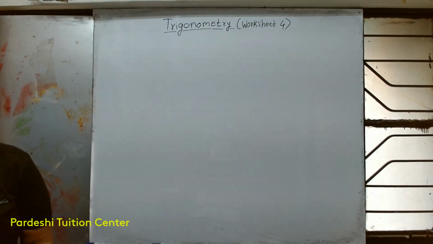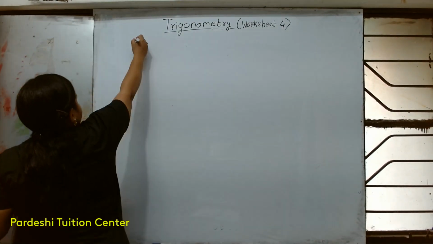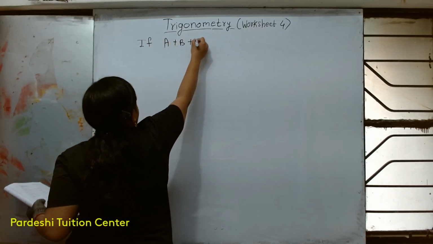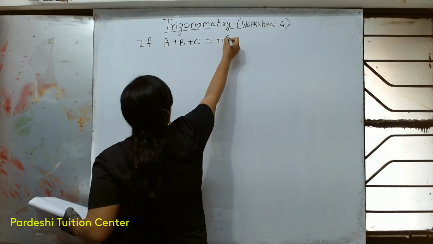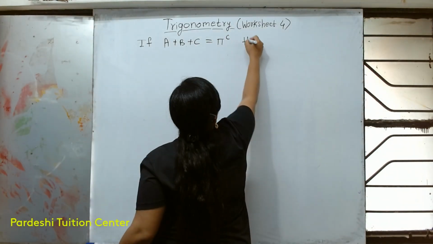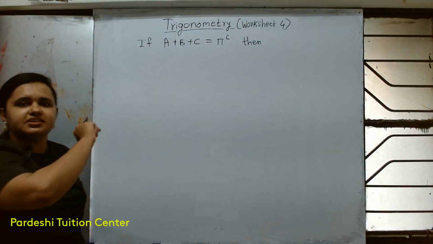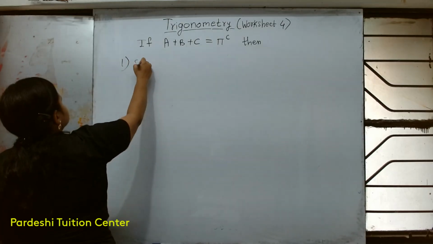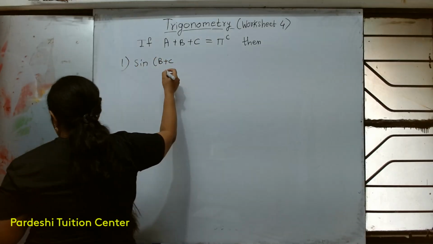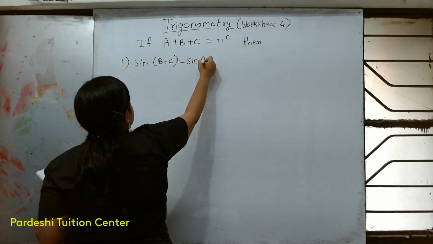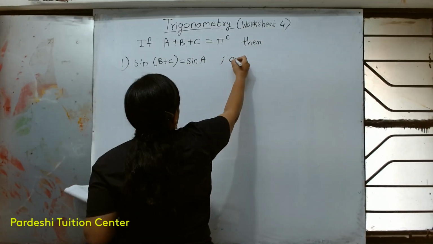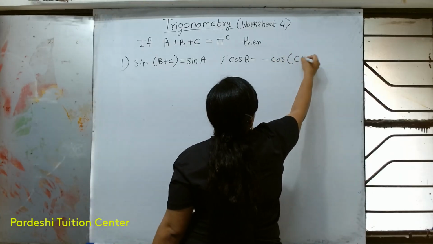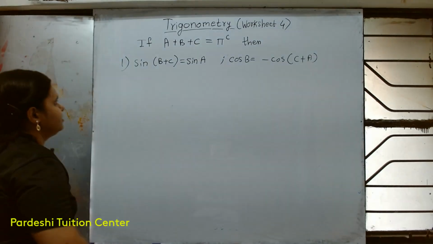Now we will also write other formulas. If A plus B plus C equals pi radians, then there are 6 formulas. First one is sin of (B plus C) equals sin A, and cos B equals minus cos of (C plus A).